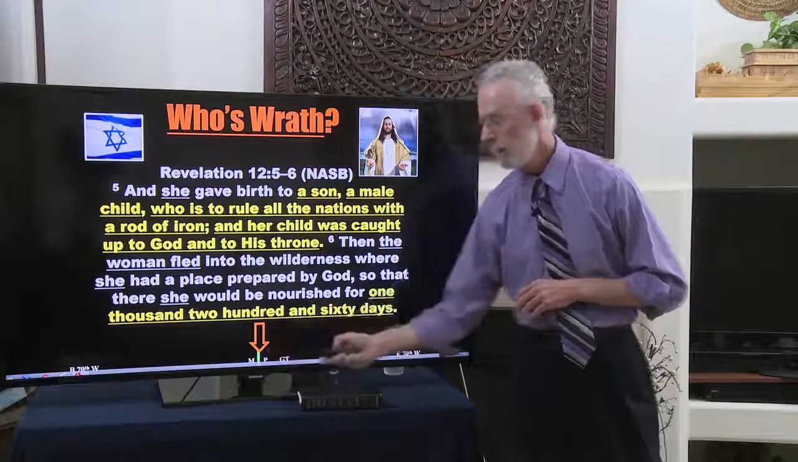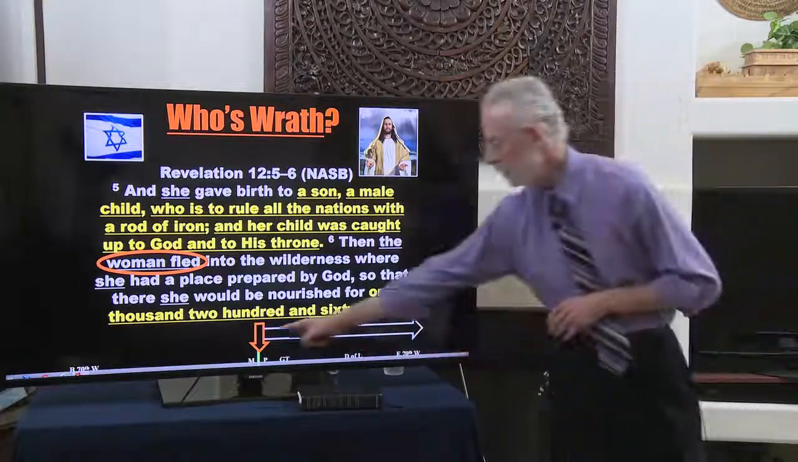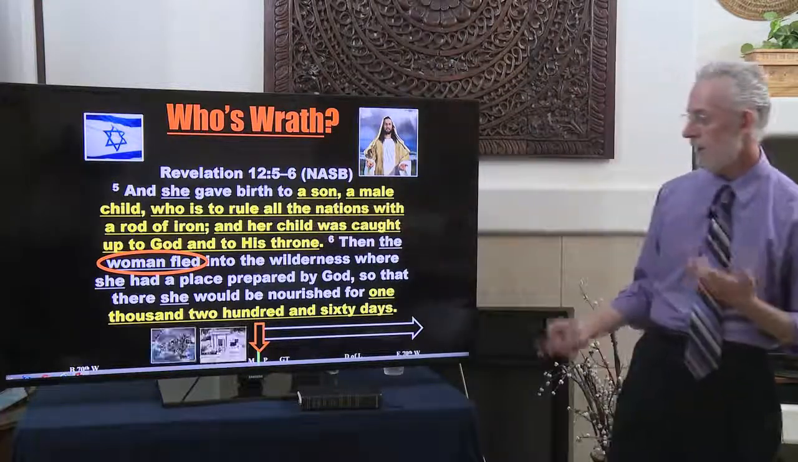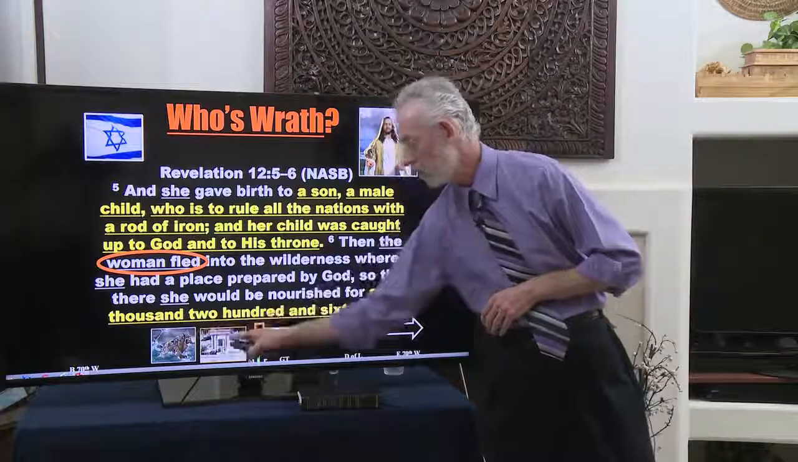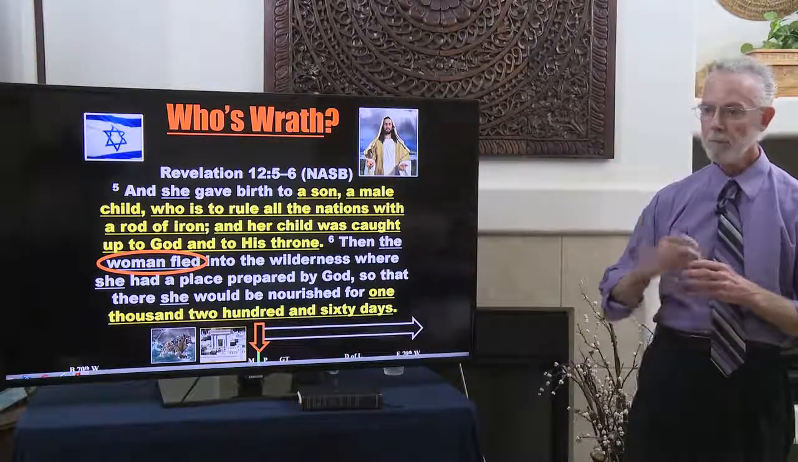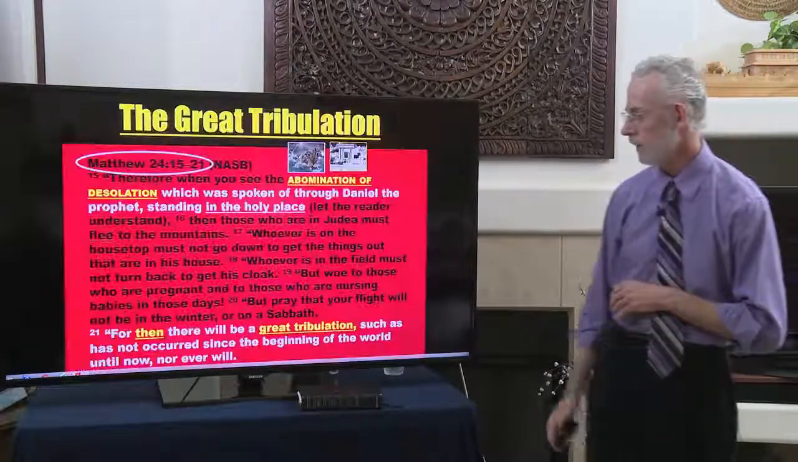Starting here at the midpoint, God's going to protect some of the Jewish people for 1,260 days. That comes out to 3.5 years. All right, so the Jewish people, some of them are going to flee. Here's why they're going to flee, because the Antichrist is going to set himself up in the temple. He's going to declare himself to be God. He's going to start going after Jews to kill them, and when he can't kill all of them, he's going to go after the Christians.